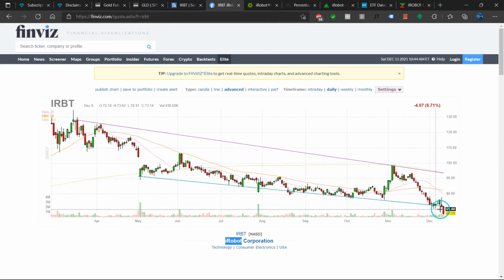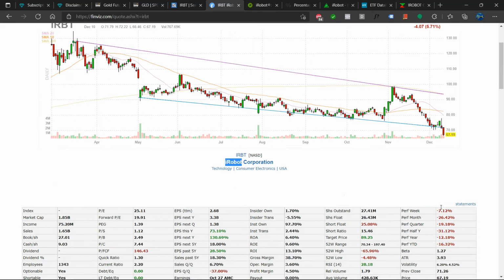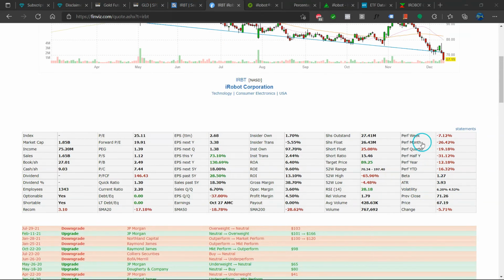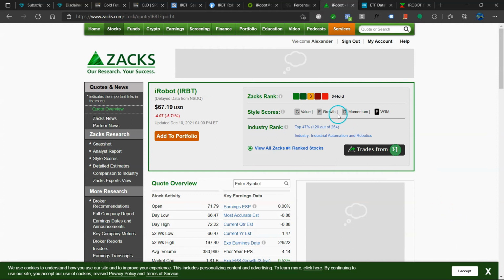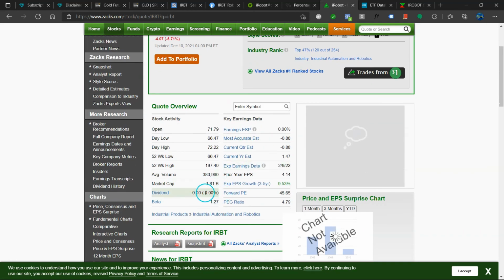Looking at Finviz, we did slash through this trend line. That's unfortunate. Looking at the performance, it is down substantially, -16% year to date. Looking at Zacks, number 3 hold, but we do have a C value score, and this is a robotics stock, so super high tech, and there's some value here. F growth, D momentum, industry rank top 47%, industrial automation and robotics. No dividend, 1.8 billion in market cap.